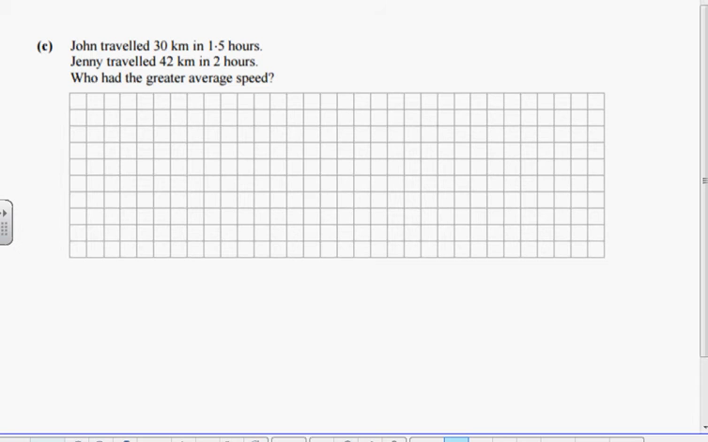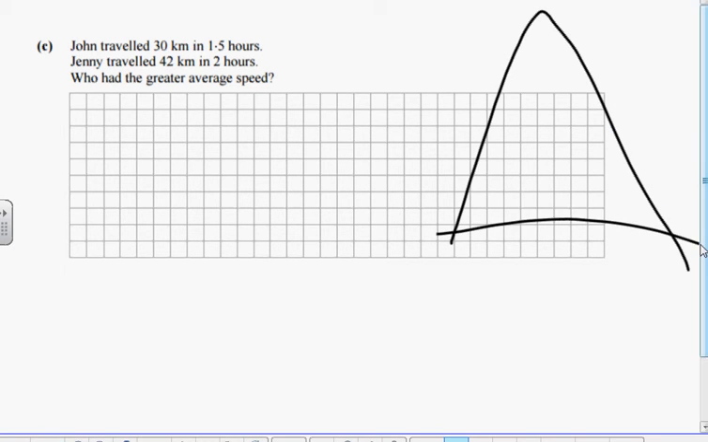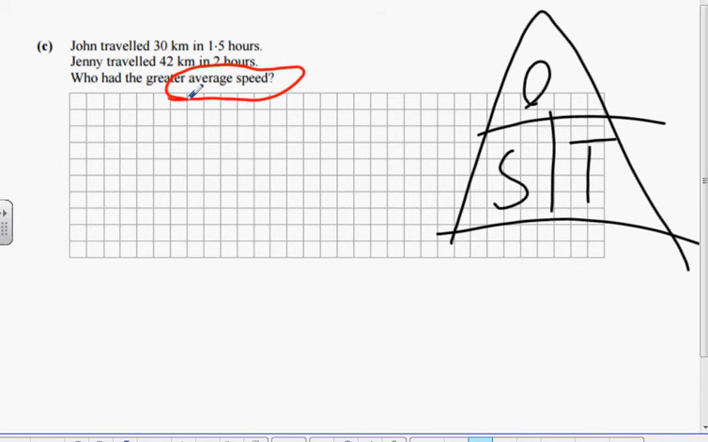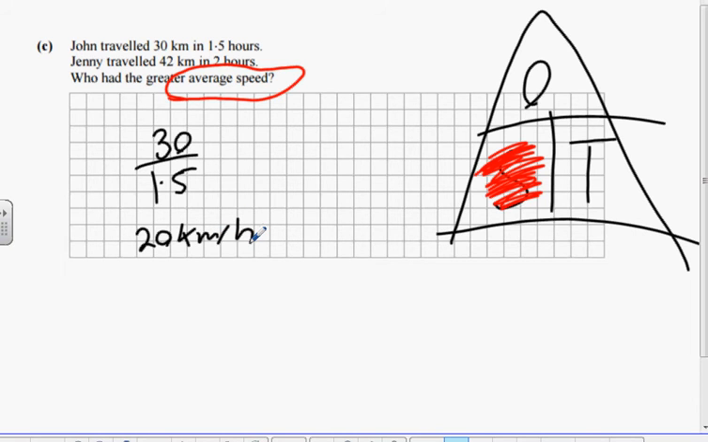Average speed. What triangle do we like? A reverse triangle. What's our triangle? DST. Which one are we working with? We're working with S, and the formula for S is D over T. So D over T is 30 divided by 1.5. That gives me 20 kilometers an hour. The other one is 42 divided by 2, which is 21. Which one's faster? Jenny was faster.